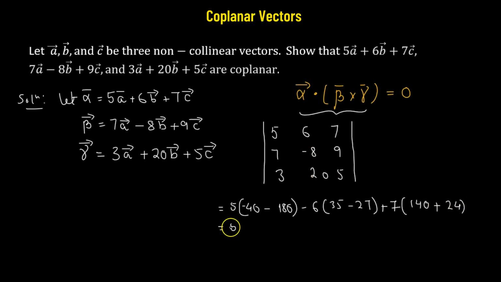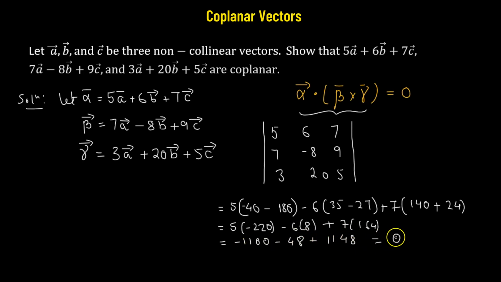So we have 5 times -220, minus 6 times 8, plus 7 times 164. So this is going to give us 5 times -220, that will be -1100, minus 6 times 8 is 48, plus 7 times 164, that is 1148, and this is giving us the value 0. So that means our vectors alpha, beta, and gamma, these three vectors, are coplanar.